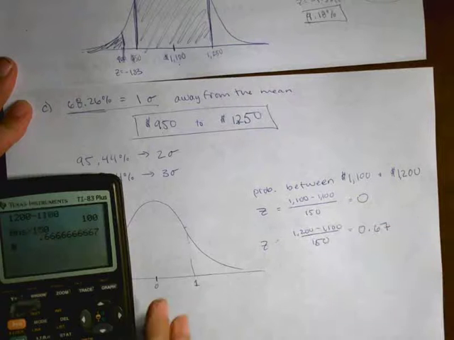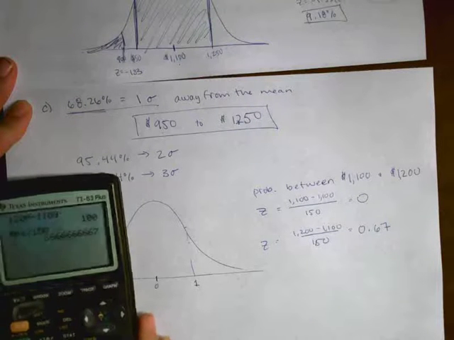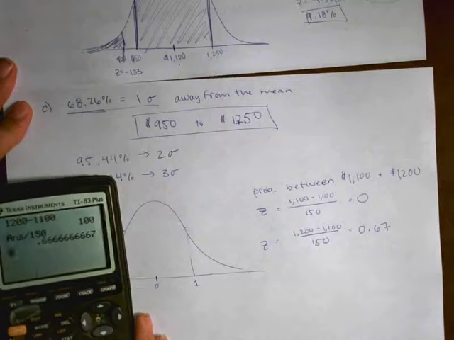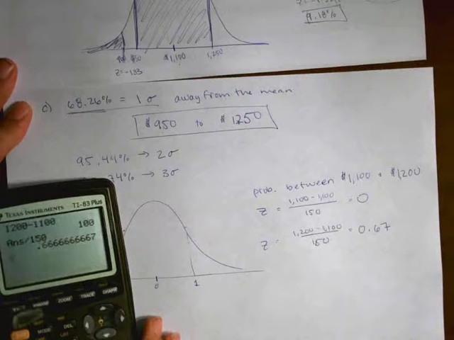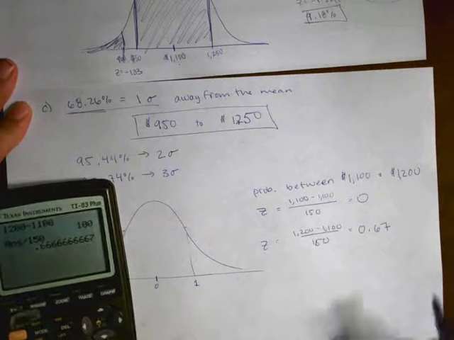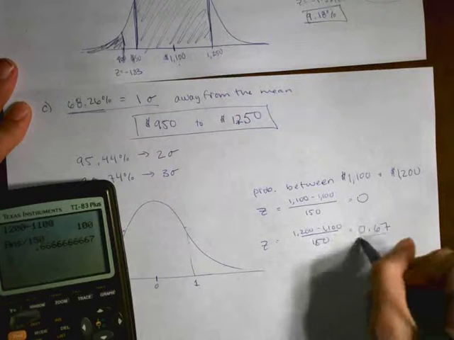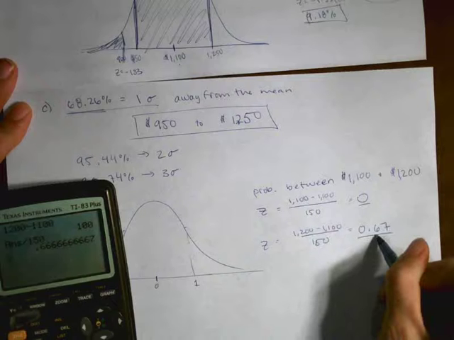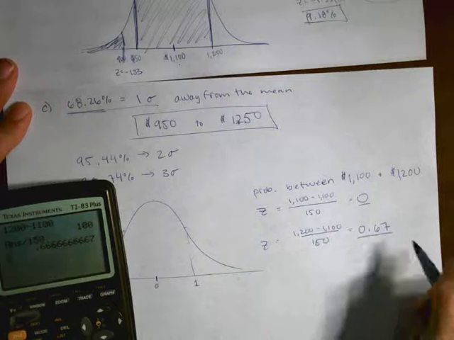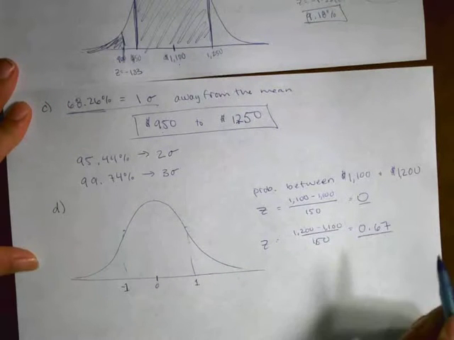And I got 0.67. I'll round that to 2 decimal places, even though the question asks me for 2 decimal places in the end. So typically we'd take 3 decimal places here. I'll round it to 2 decimal places because I know that when I go look this up in the table, the z-table is only given to 2 decimal places.